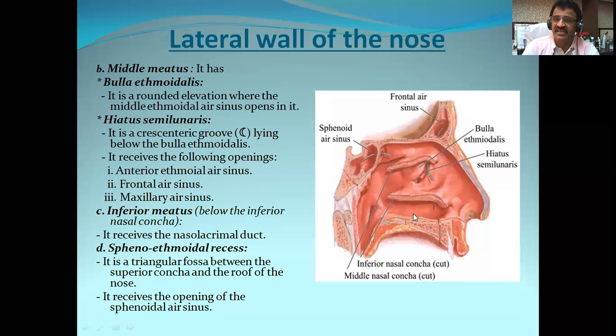Here this is the inferior nasal meatus, just below the inferior nasal concha. Now let me explain to you, this inferior nasal concha is a bony projection, not of any other bone, but it is an independent bone.